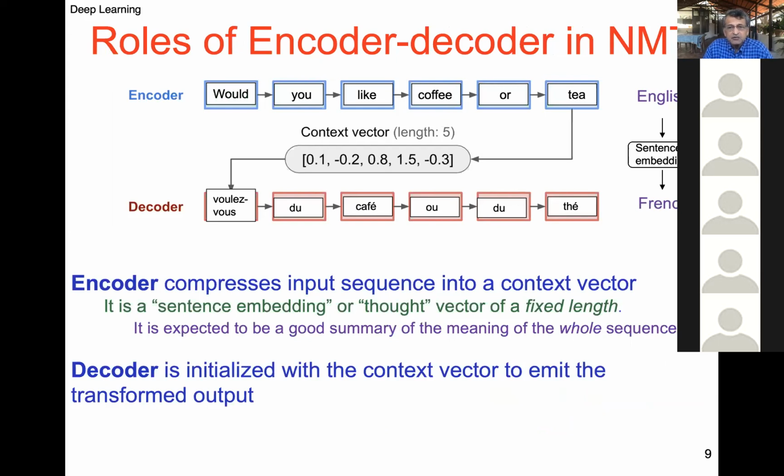So let us look at more of the roles of the encoder and decoder in neural machine translation. This is again the example of English to French. The encoder compresses the input sequence into a context vector. What is this context vector? It's a sentence embedding, just like we know what word embeddings are. Or it is a thought vector of a fixed length. It is expected to be a good summary of the meaning of the whole sequence. And the decoder is initialized with the context vector to emit the transformed output, as we saw earlier. So that is the role of the encoder and the decoder.